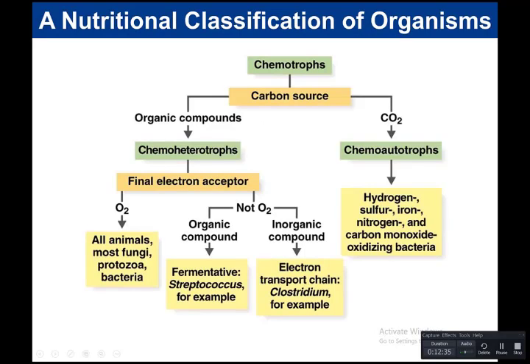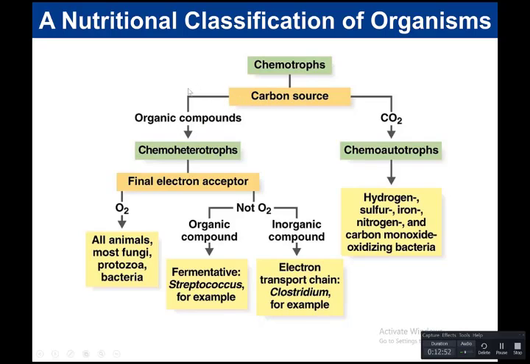So this slide is just breaking down different examples of nutritional classifications. So again, if we start with chemotrophs, chemotrophs are going to use chemicals for energy. We can then break those down further by their carbon source.